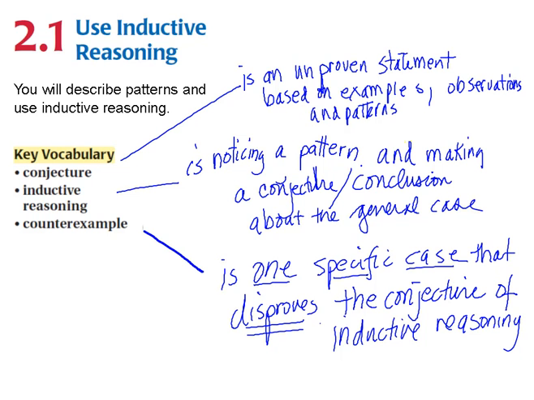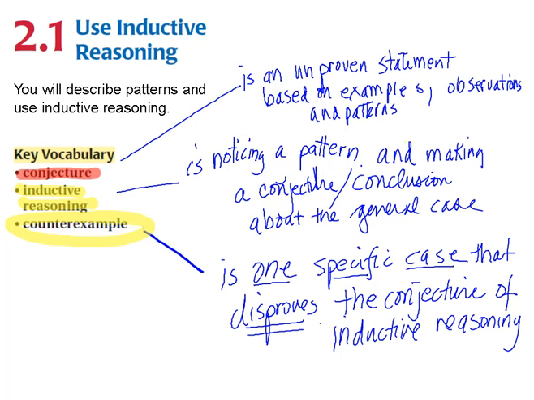We have 3 vocabulary words that are very important for this section. The first one is conjecture, which is an unproven statement based on examples, observations, or patterns. The second one is inductive reasoning, which is the process of noticing a pattern and making a conjecture or coming to some kind of conclusion. And then we have a counterexample, which is finding one specific case which proves a conjecture to be false.